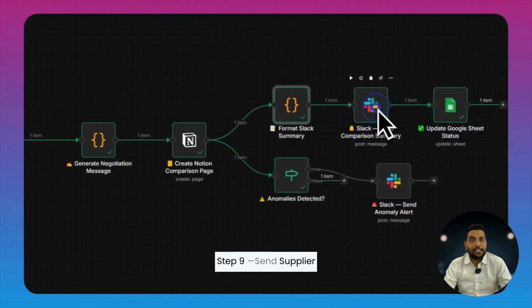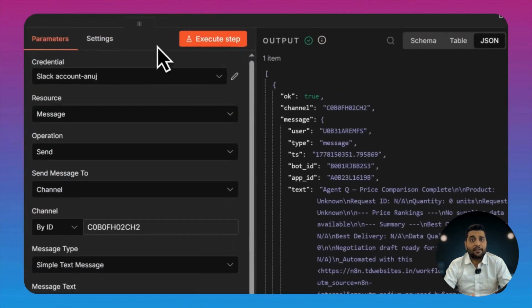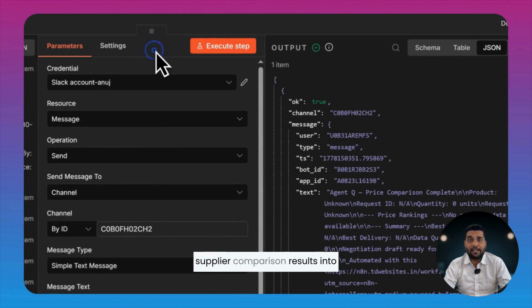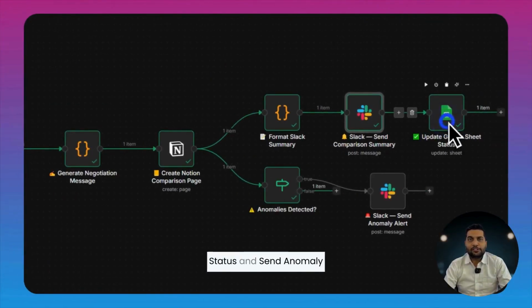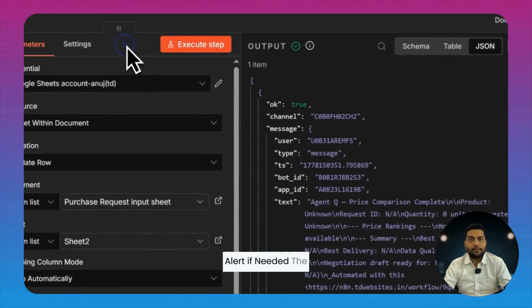Step 9. Send supplier comparison summary to Slack. This node formats the supplier comparison results into a structured Slack summary for the procurement team. Step 10. Update sheet status and send anomaly alert if needed. The workflow updates Google Sheets with the final comparison status and key results.